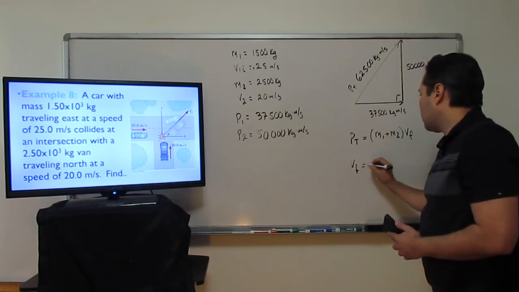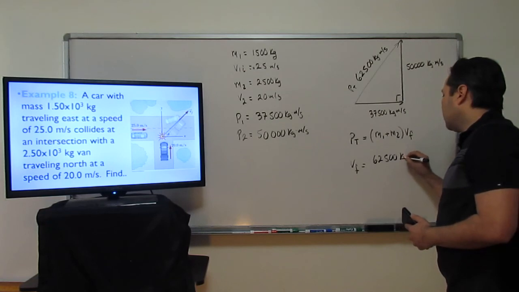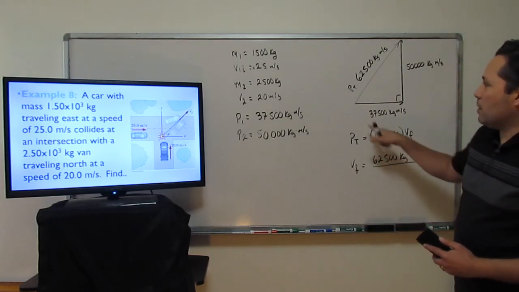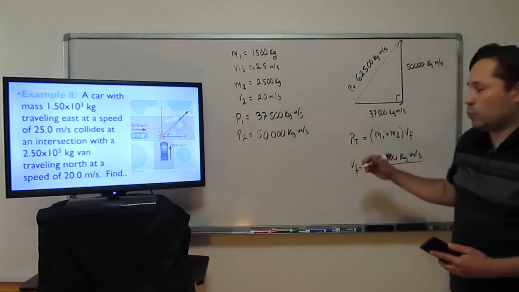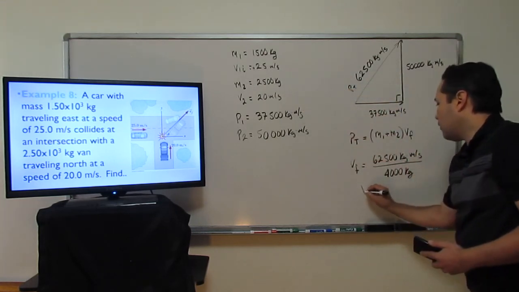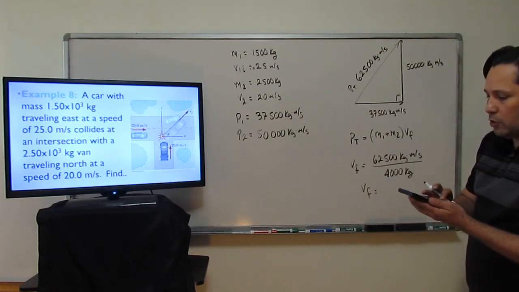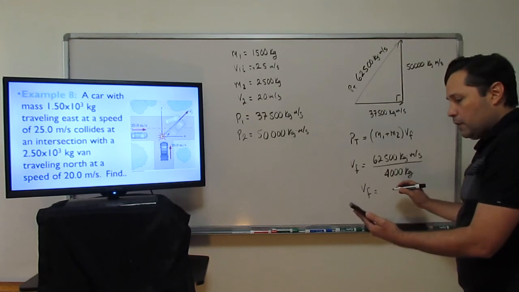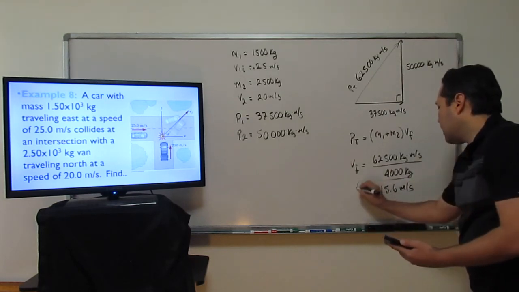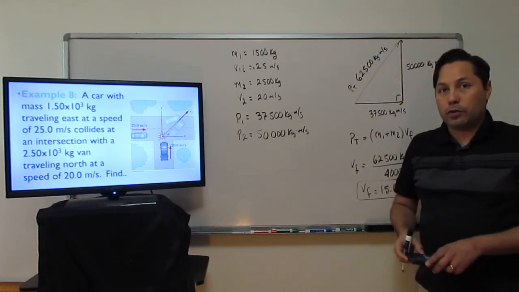Velocity final is equal to 62,500 kilograms times meters per second over the addition, the total mass of both of these vehicles, which is 4,000 kilograms. So just divide by 4,000, and that will give us the final velocity for this wreckage. It is 15.6 meters per second, and that is our answer for the final velocity of this wreckage.